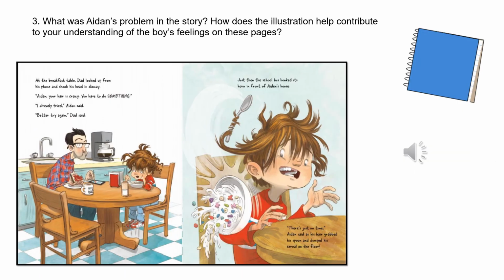Question number 3. What was Aiden's problem in the story? How does the illustration help contribute to your understanding of the boy's feelings on these pages? Write your answers in your notebook under number 3.